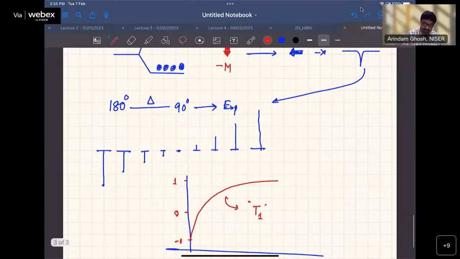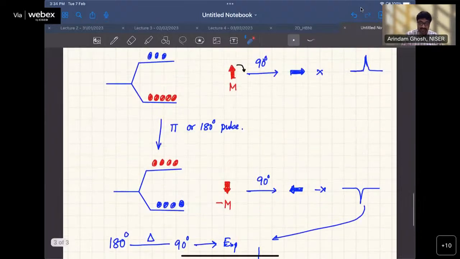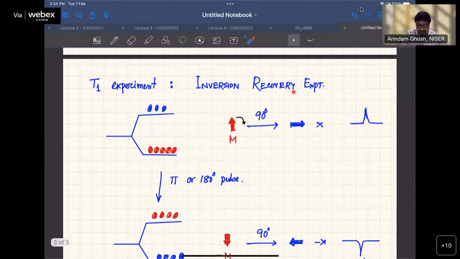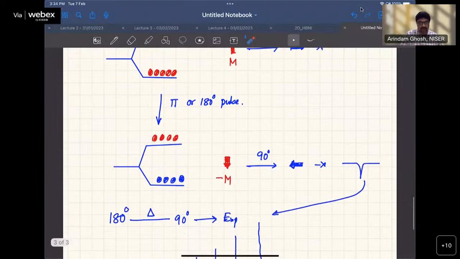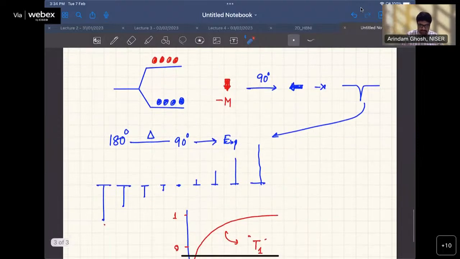So what it means is that first I invert it, correct? That is why first I invert it, then I allow it to recover. That's why it is called the inversion recovery experiment. So I first invert the population, and then I'm giving it time to recover, coming back to the Boltzmann distribution. Each one has to be done separately, as a separate experiment. So 180 degree, some delta, 90 experiment, okay, fine. Again you come back proper, again you start from 180 degree, a slightly longer delta, and then the 90-degree pulse.